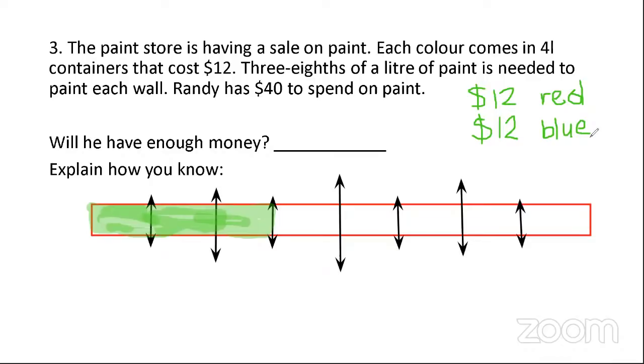So now that we have indicated that we only need one 4-liter container of red paint, that will cost $12, and we're only going to need one 4-liter container of blue paint, that will cost $12. So far, he would spend $12 plus $12, $24. But remember now that he's also going to paint walls yellow. And in this case, he's going to paint two walls yellow. So if he's going to paint two walls yellow and one wall takes 3 eighths of a liter of paint, what fraction would represent two walls of a liter of paint?